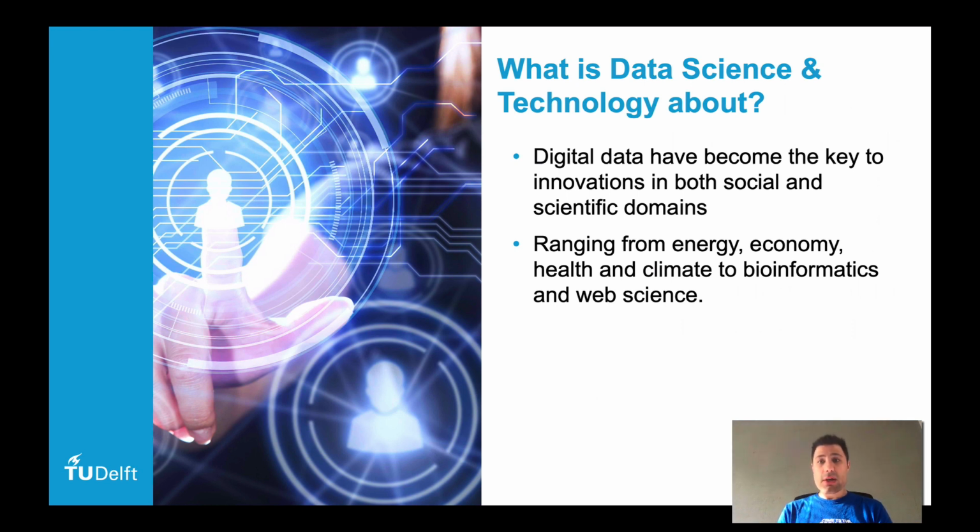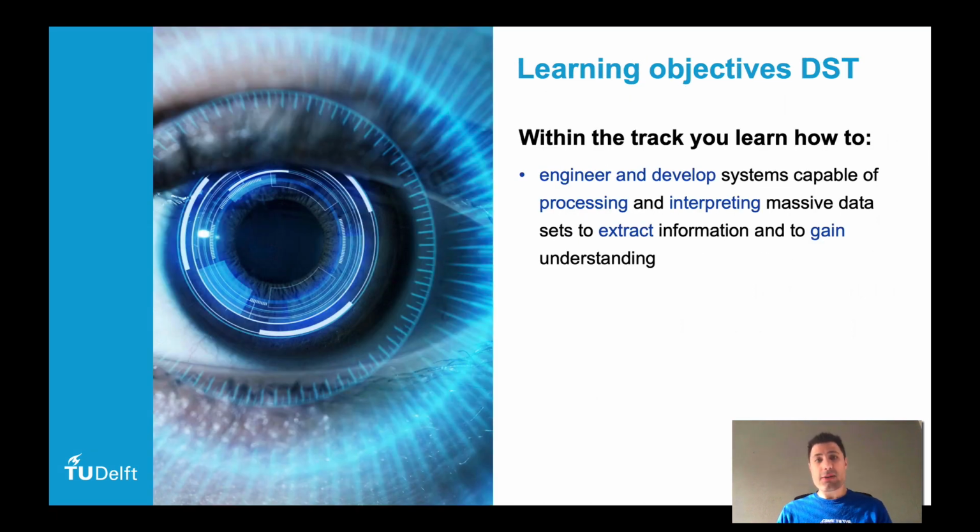As my slide says, data has become key to innovations in social and scientific domains, ranging from energy, economy, health, climate, bioinformatics, etc. But you need to learn how to handle all this data and how to extract insights out of it. Then that's the track for you, if that's what you want to do for a living. And the number of jobs that you see nowadays for data scientists shows how relevant this track or this career is nowadays, right? Companies produce data, and now they want to leverage this data to improve. So this is the goal of this data science and technology track.